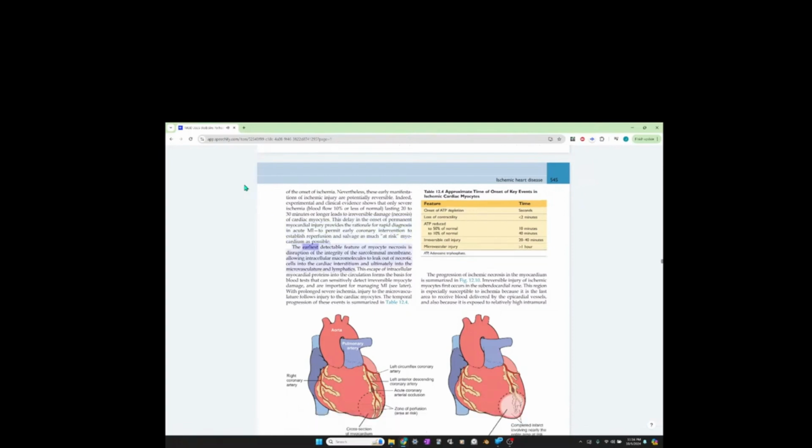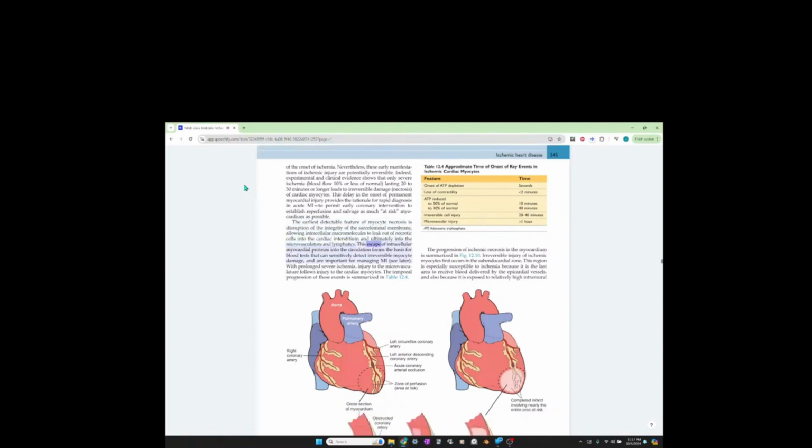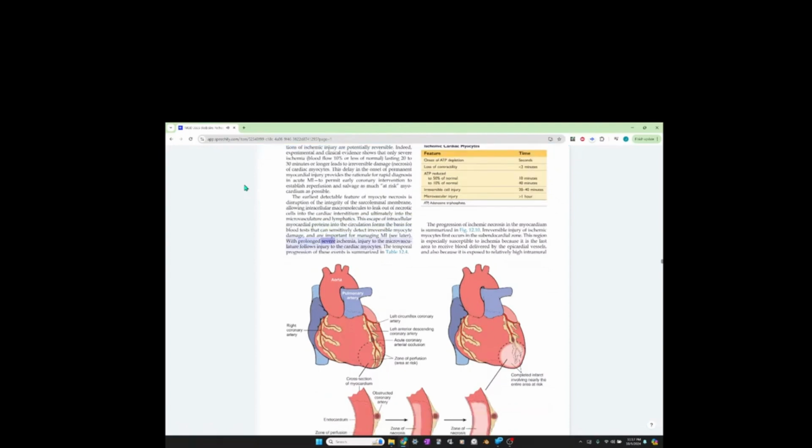The earliest detectable feature of myocyte necrosis is disruption of the integrity of the sarcolemmal membrane, allowing intracellular macromolecules to leak out of necrotic cells into the cardiac interstitium and ultimately into the microvasculature and lymphatics. This escape of intracellular myocardial proteins into the circulation forms the basis for blood tests that can sensitively detect irreversible myocyte damage and are important for managing MI. With prolonged severe ischemia, injury to the microvasculature follows injury to the cardiac myocytes.